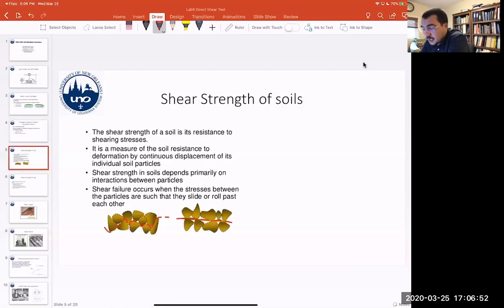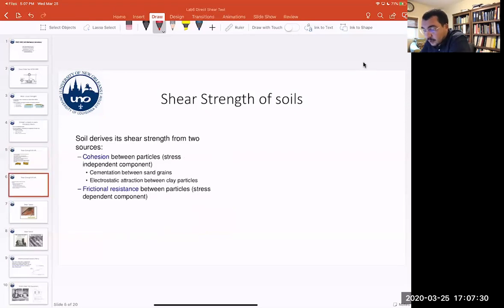So for the shear strength of soils, again, this is just reiterating what I said. It's resistance to shearing stresses, and it's a measure of the soil's ability to resist motion or movement or slippage in relation to an applied force. So this is the shear strength of the soil, which depends on the interparticle friction, like we said, and the interlocking between the particles. So this model basically has two main sources.